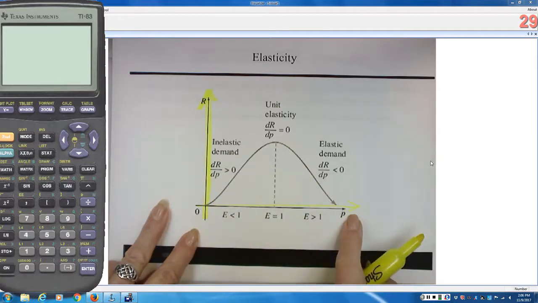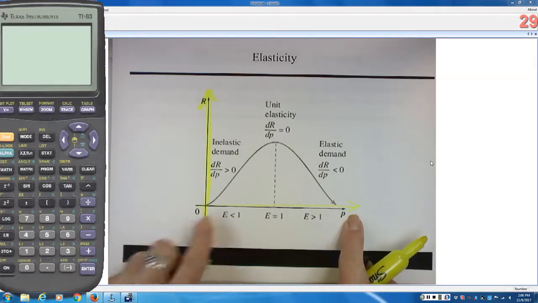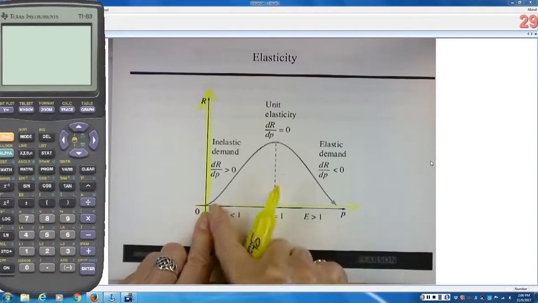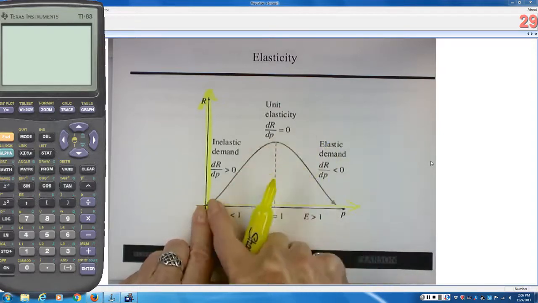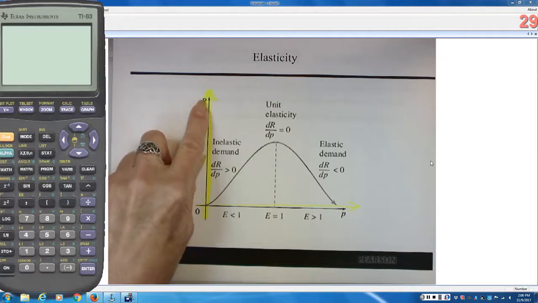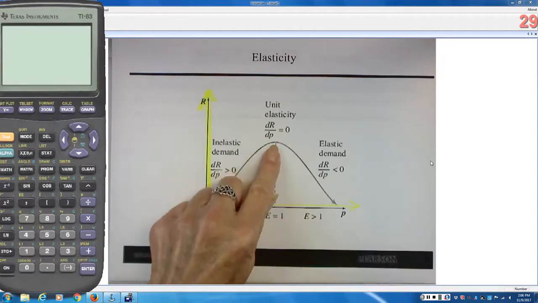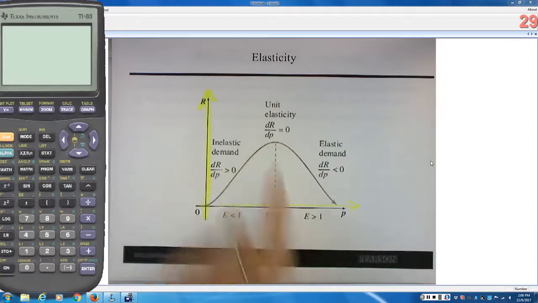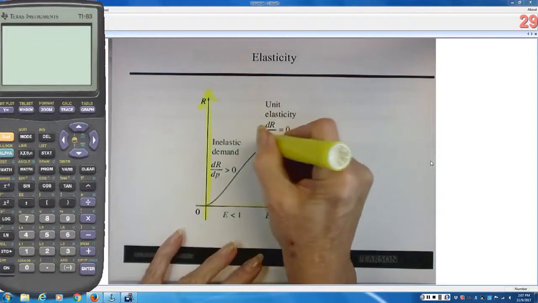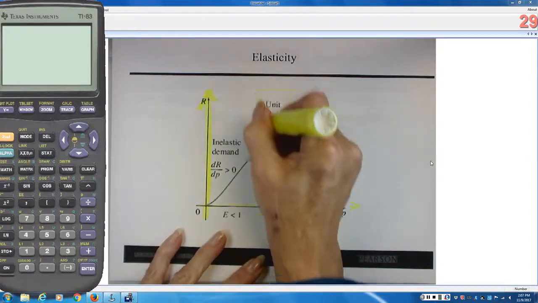As your price increases, at first your demand is going to be inelastic, which means your revenue is going to go up. But once it hits a maximum point, your revenue is actually going to decrease because it becomes more elastic. This is where you want to be.